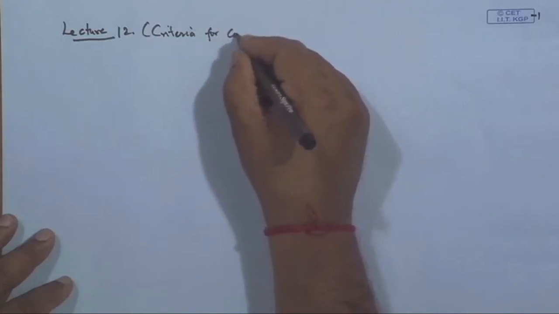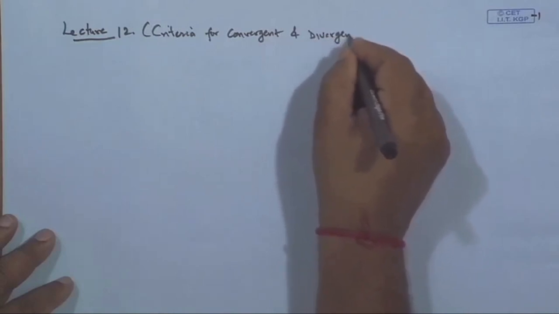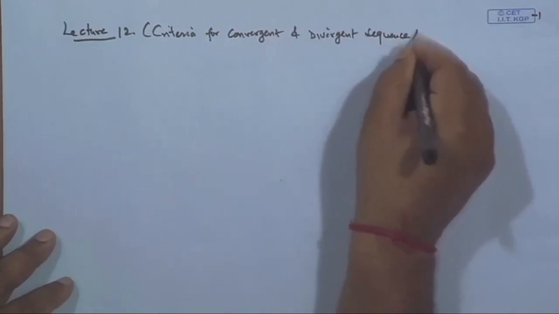So today we will discuss the criteria for convergent and diverging sequences. We have already seen that if x n is a sequence of real numbers, then it is said to be monotone if there is a sequence of positive integers in increasing or decreasing order such that the corresponding terms x n 1, x n 2, x n 3 form a monotonic sequence. If x n 1 is less than x n 2 less than x n 3, it is monotonic increasing, or if it is reverse, then we say monotonic decreasing.